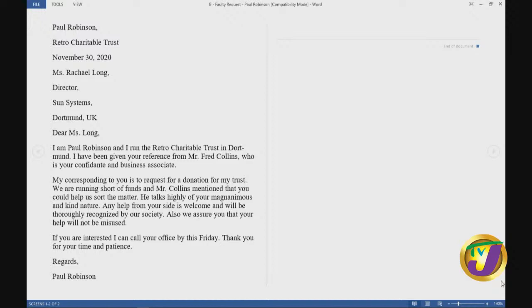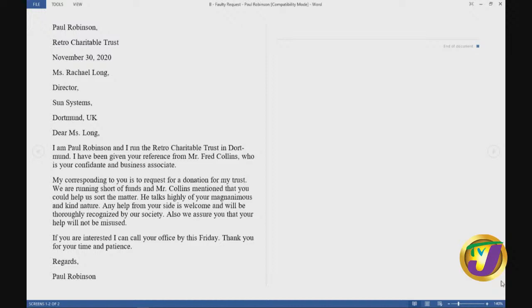He starts by stating who he is, says who he represents, goes into what he is requesting, gives a few details, goes on a little more, and then we have the close. All right, so now let's think about the faults.